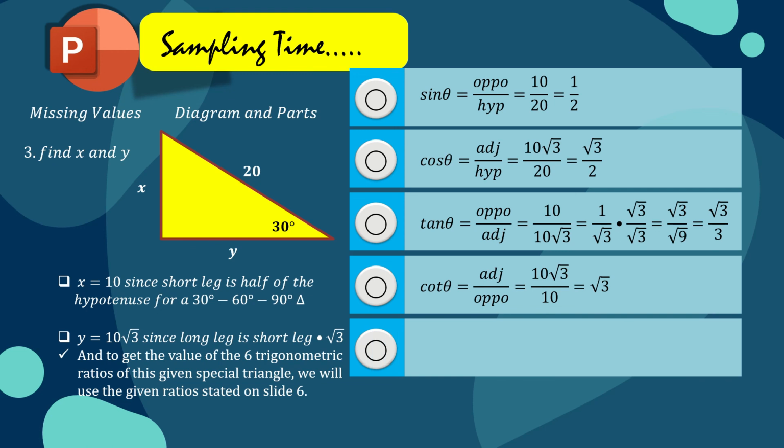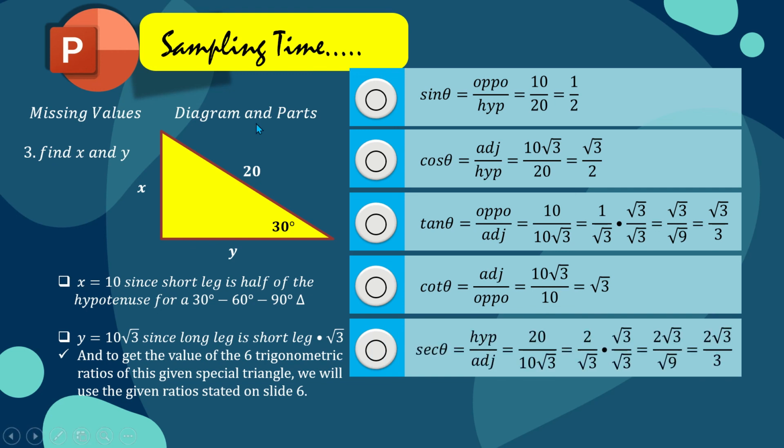Next, secant function. The secant of the angle 30 degrees is equivalent to the given hypotenuse, which is 20, divided by the adjacent side y, which is 10 square root of 3. Mo ang given, hypotenuse is 20, while the adjacent side is 10 square root of 3. So ang 20 og 10 ma-divide, 20 divided by 10 is 2. Ang denominator na bilhin kay square root of 3.